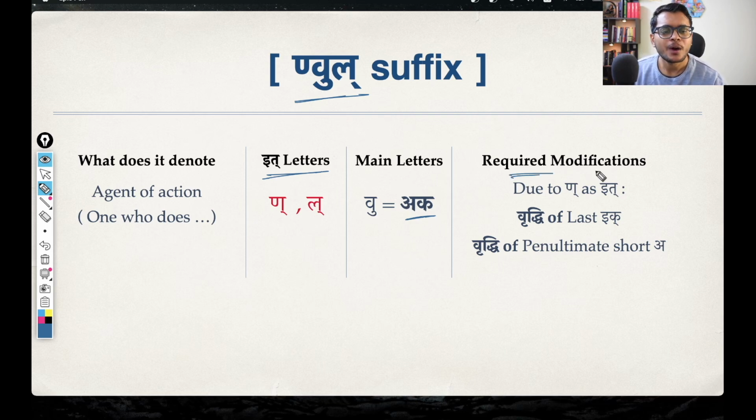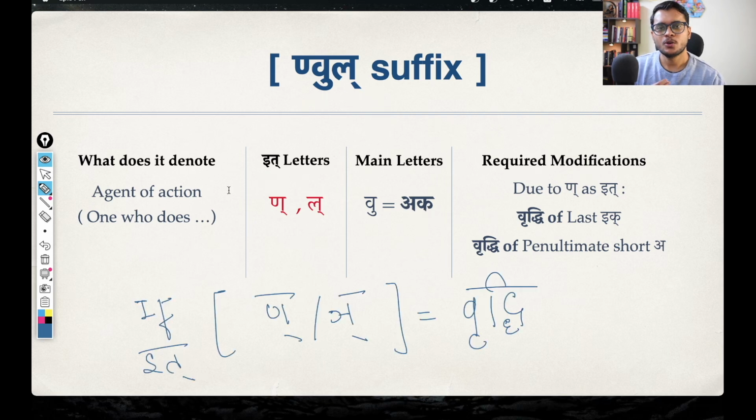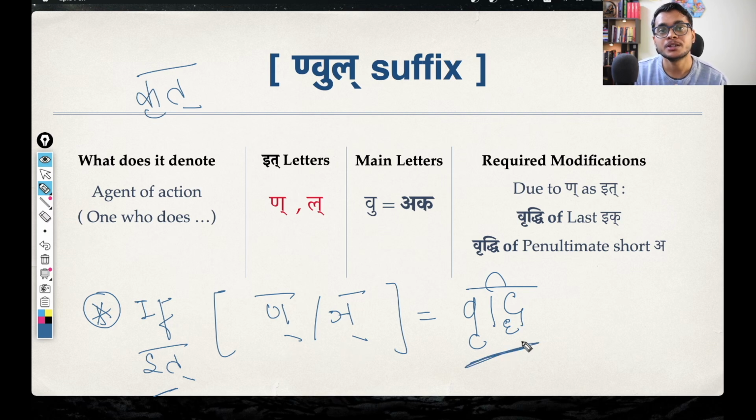And now the required modifications of this suffix. Okay, and now pay attention to this point, that if as an it letter you have a na or a nya. Okay, so I repeat that for any krit suffix, if as an it letter you have a na or a nya, then the vriddhi rules apply, the vriddhi modifications apply. Okay, that is why I'm writing that since this nuvul has this na as it letter, so due to this na as it, the vriddhi of last ik vowel, okay, and the vriddhi of penultimate short a.